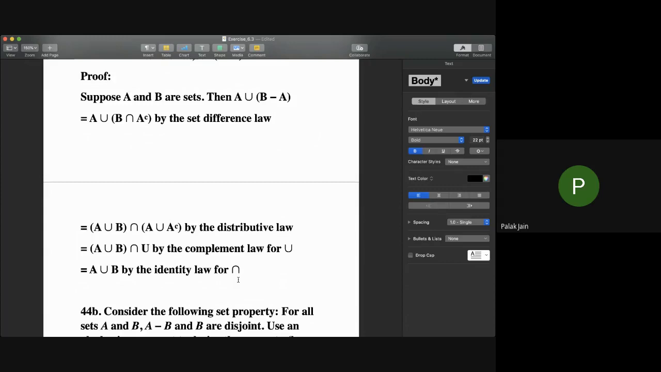Professor, do you want me to read all the lines? No, you just show them.